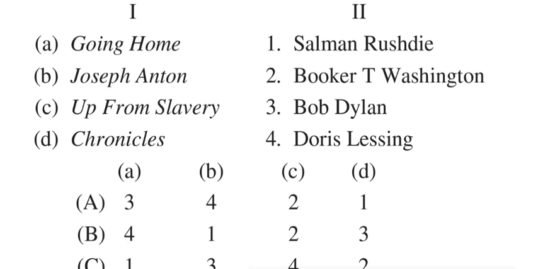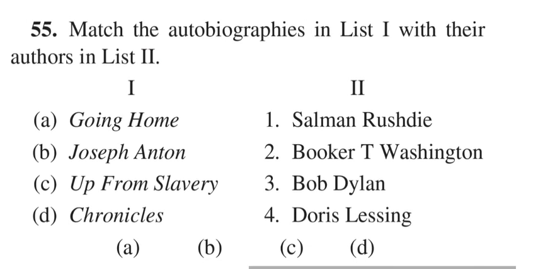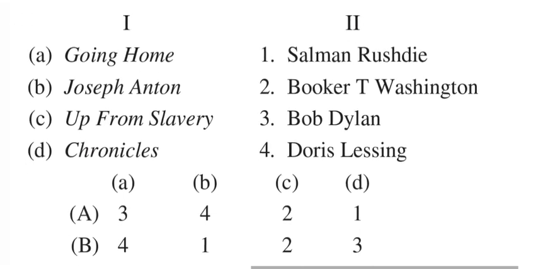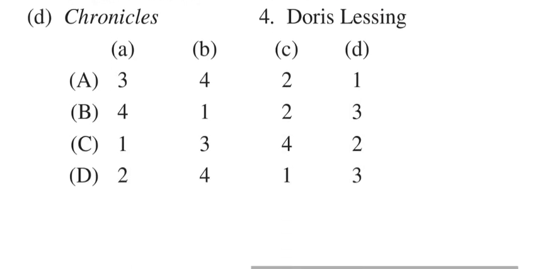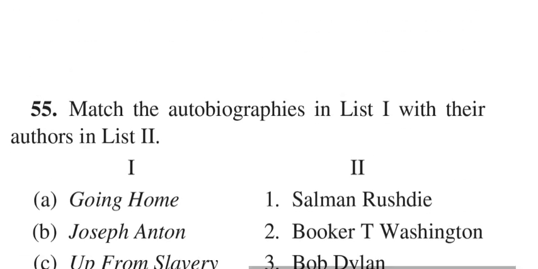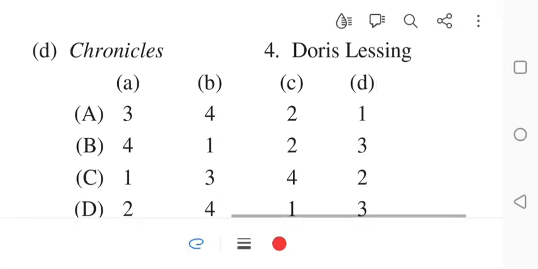B1, Joseph Anton, same, Salman Rushdie. C2, Up from Slavery, Booker T. Washington. And then D3, Chronicles, Bob Dylan. Bob Dylan, you must have heard. Bob Dylan was an American songwriter, lyricist. He is known for his works, right? Like Tambourine Man, and then I have forgotten. I've just heard not so many songs, but his songs are very amazing. So the correct answer will be B.